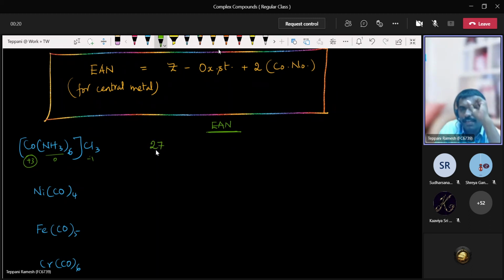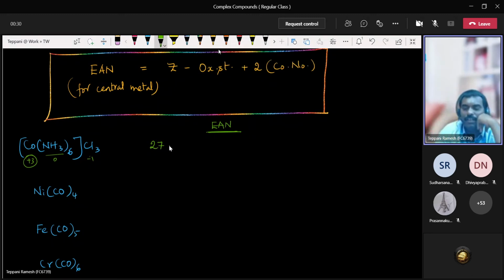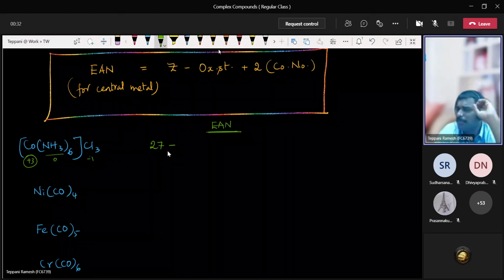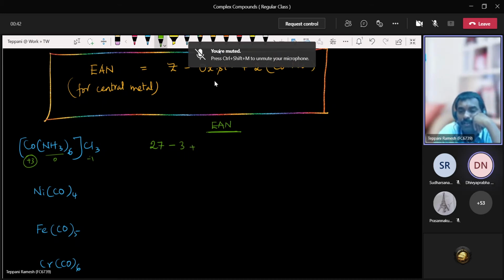Scandium, titanium, vanadium, chromium, manganese, iron, cobalt, nickel, copper, zinc: 21 to 30. Cobalt is 27. You should have a proper idea of the periodic table. I have said several times that the minus of plus 3 will be 24.